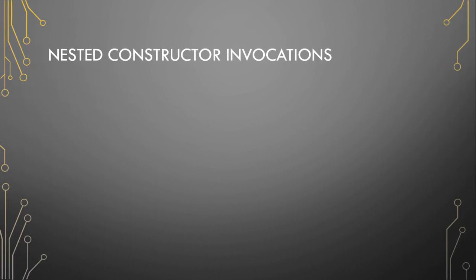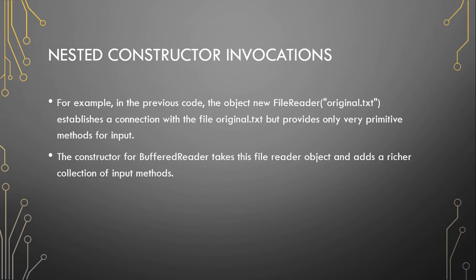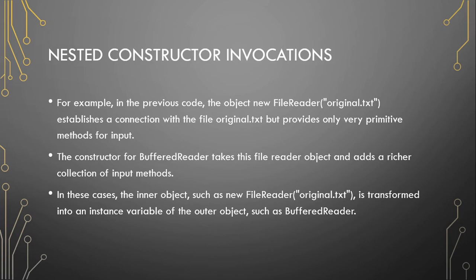For example, in our previous code, the object new FileReader("original.txt") establishes a connection with the original file, original.txt, but only provides very primitive methods for input. Whereas the constructor BufferedReader takes this FileReader object and adds a richer collection of input methods. So BufferedReader allows us to do a lot more. In these cases, the inner object, such as new FileReader("original.txt"), is transformed into an instance variable of the outer object, such as BufferedReader.